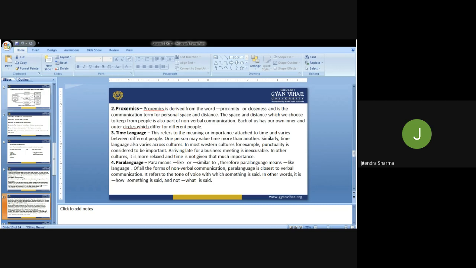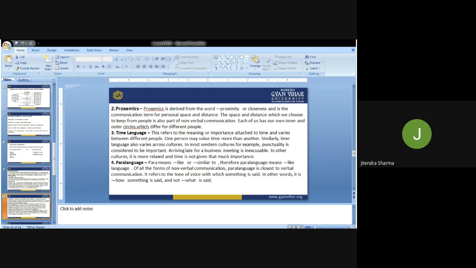Then the time language. This refers to the importance attached to time, and it varies between different people. One person may value time more than another. Similarly, time language also varies across cultures. In most Western cultures, for example, punctuality is considered important, and arriving late for a business meeting is inexcusable. In other cultures, it is more relaxed and time is not given that much importance. So that is also part of the message being given.